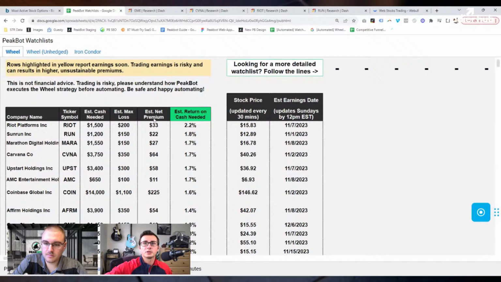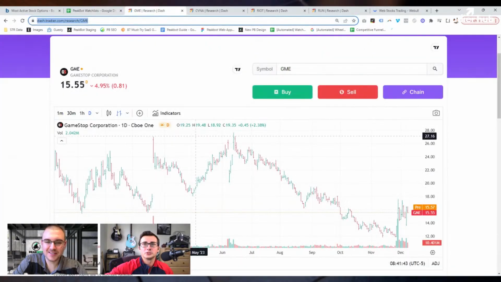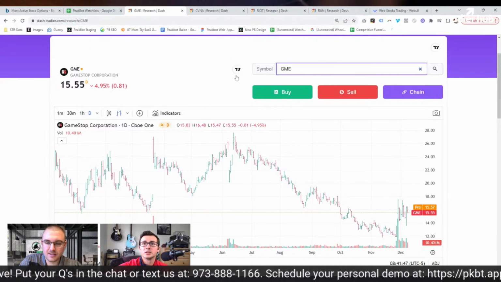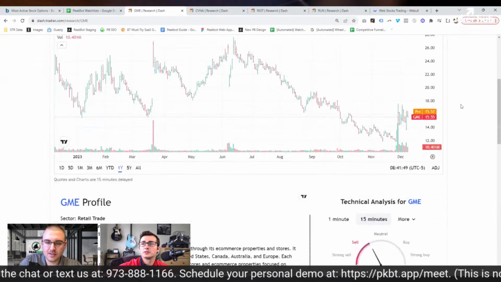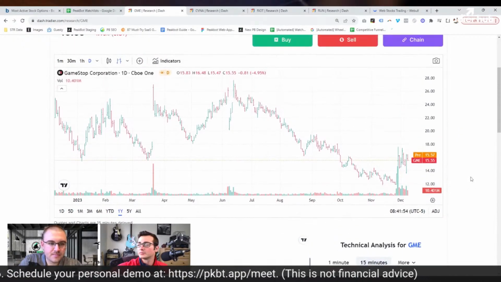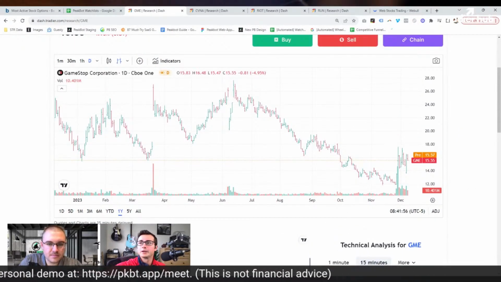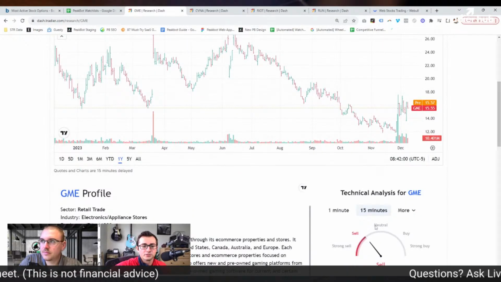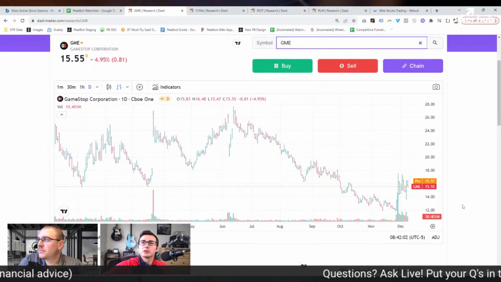And one of those things that we like to do, again, not financial advice. Actually, can we get that banner going? Not financial advice, but you can go ahead and pop open your Tradier account. You can go over to the research tab, type in a symbol here, take a look at the chart, and then take a look at a technical analysis tool that they have built in. This is a really cool tool that I like to use because I don't have to do all the technical analysis myself.